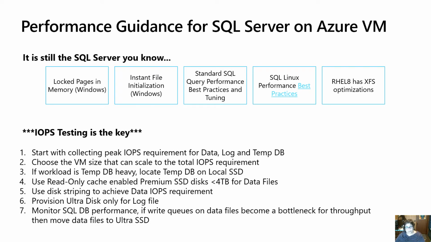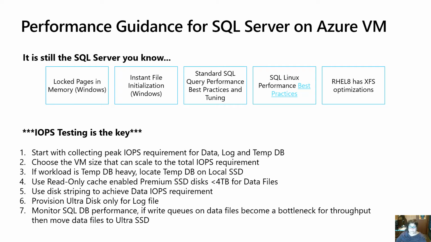On-prem testing of your workload is incredibly important to make sure that you choose the right size and the right type of storage once you get into Azure. So you want to be collecting peak and average IOPS requirements for data, log, and tempdb, preferably separately, because you're going to be separating those out and you may choose different storage for each one.